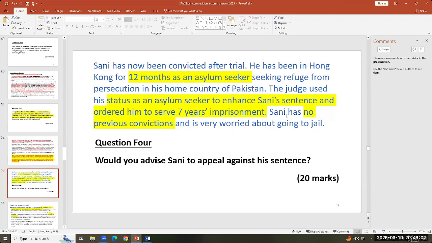But here we're told that he gets 7 years. The offense, remember, is robbery. Okay, so the starting point is 5 years. Okay, Mo Kwang Sang, and he's got no previous convictions. So these are relevant things for us to think about. Would you advise him to appeal?